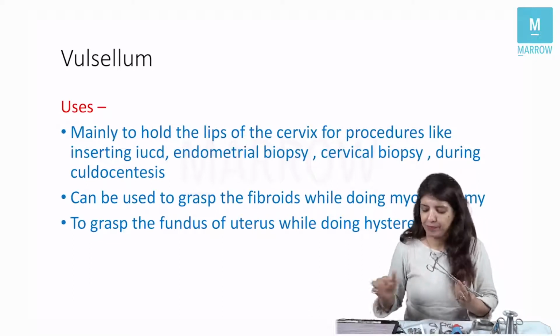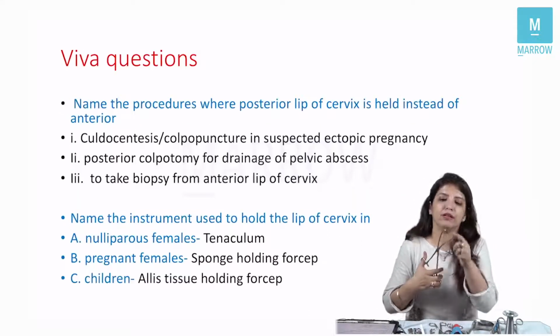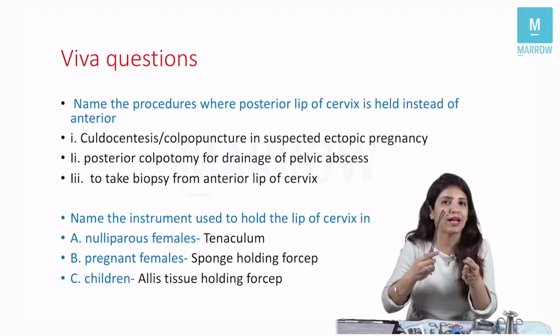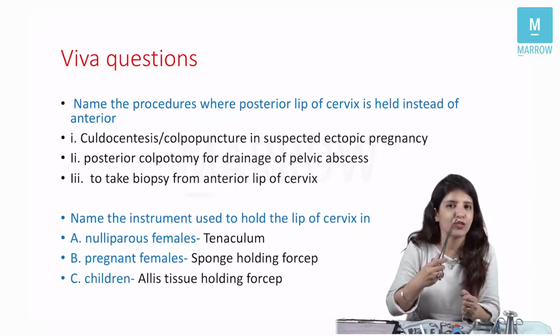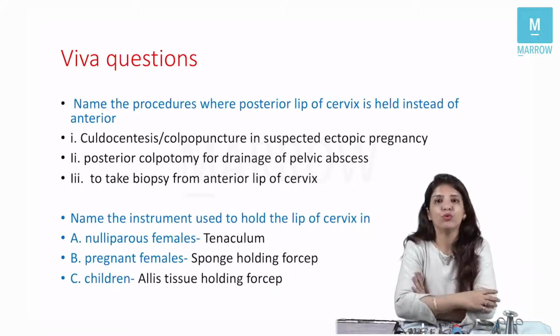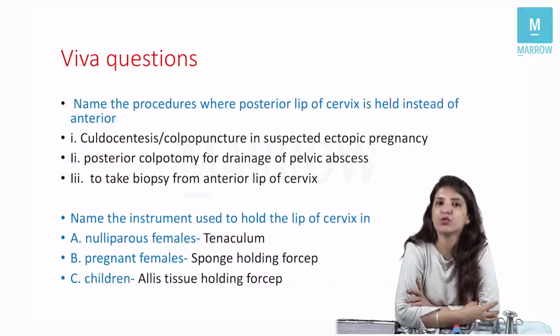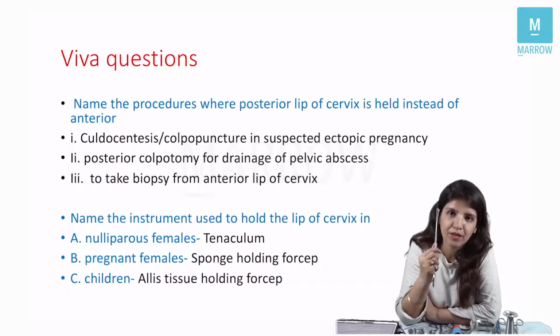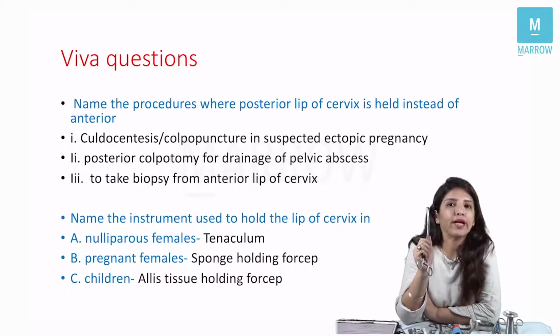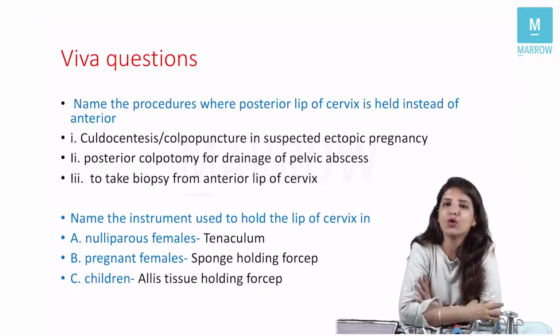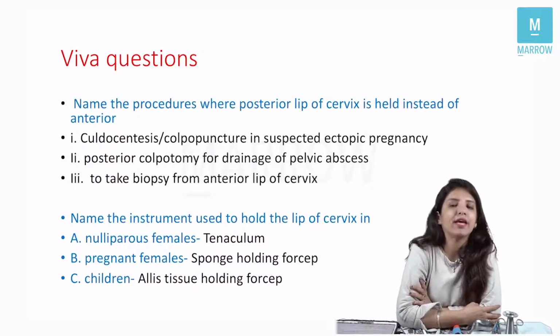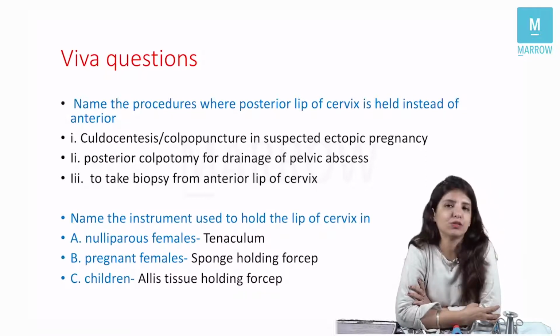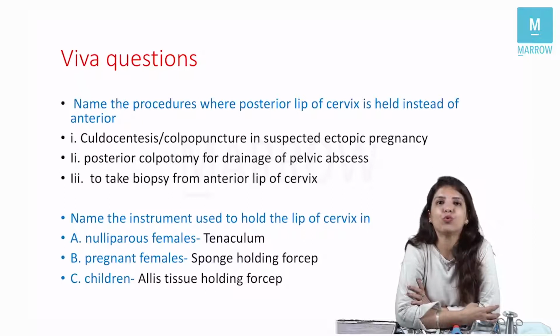Now, if you see over here, the volsellum has teeth, so it is going to grasp the lip of the cervix very tightly. And all of you know that in pregnancy, the cervix is very soft. So if you grasp the cervix with a volsellum, that is going to lead to a lot of bleeding. So in pregnant females, if you have to hold the lip of the cervix, what instrument do you use? In pregnant females, you do not use a volsellum, you use a sponge holding forceps. Clear? Non-pregnant females, volsellum. Pregnant females, a sponge holding forceps.